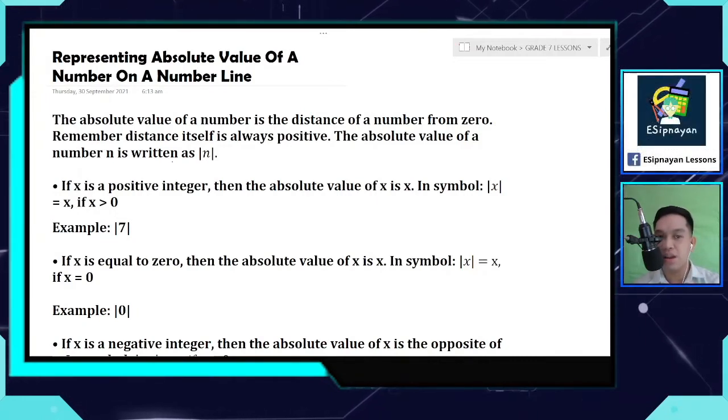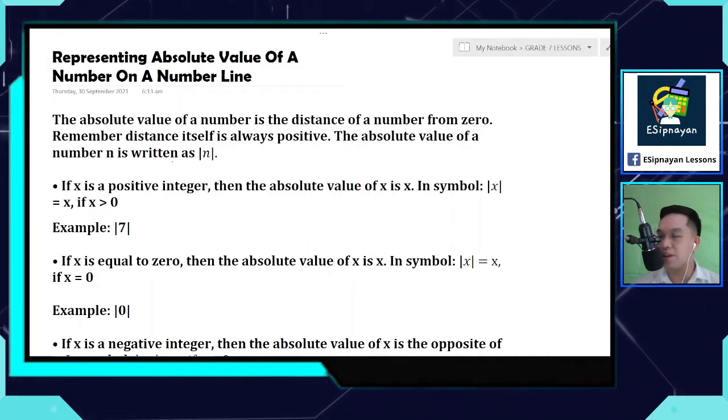Today's topic is representing absolute value of a number on a number line.